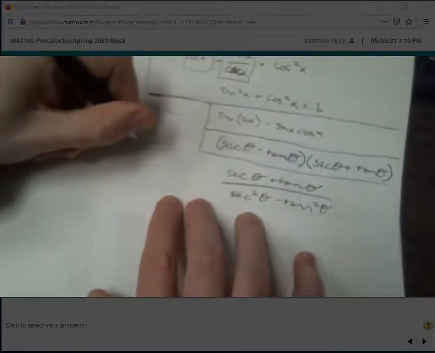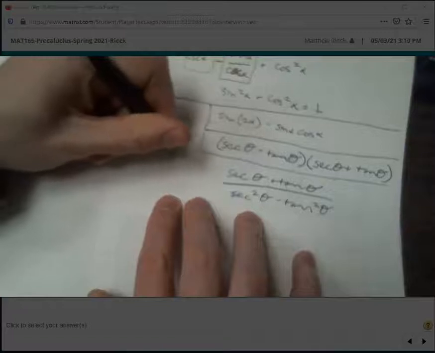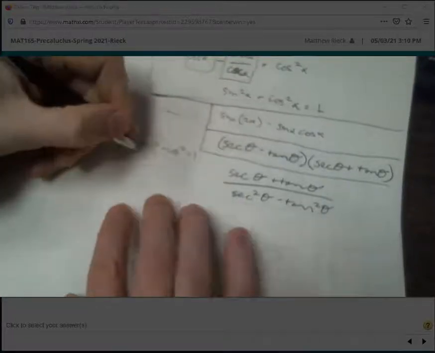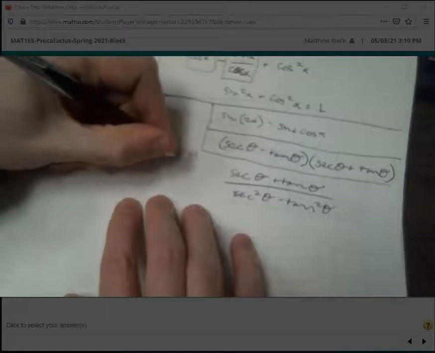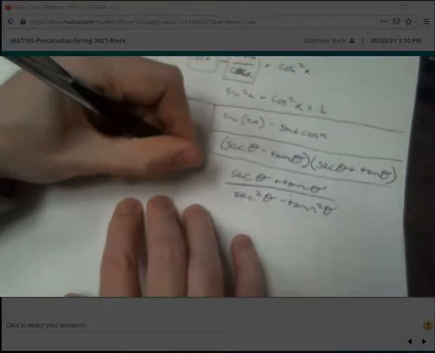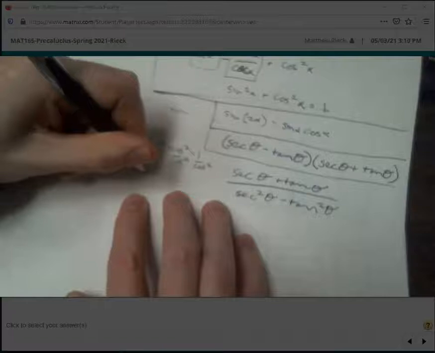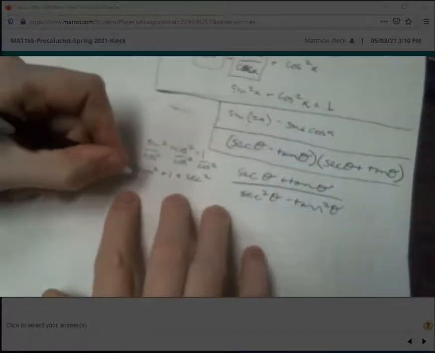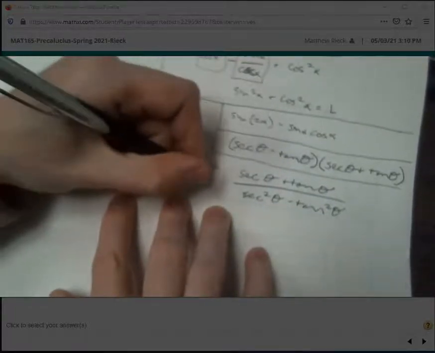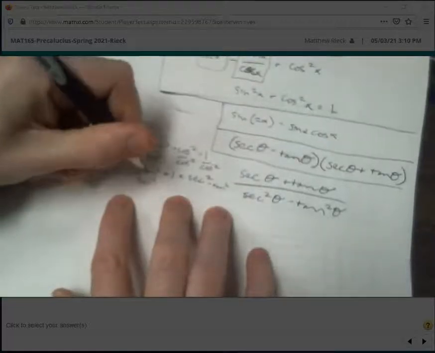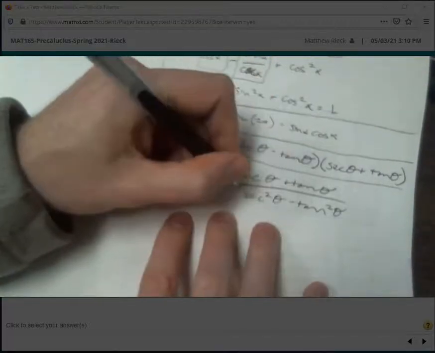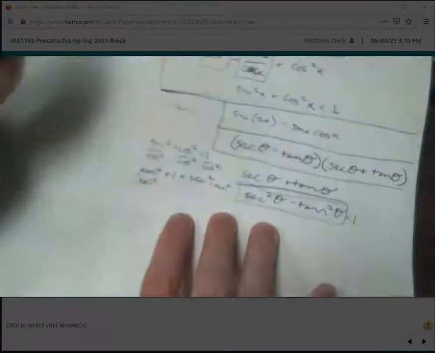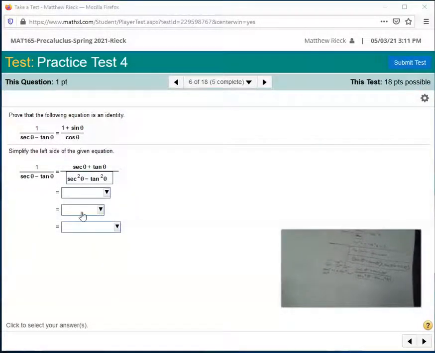But yeah, I think one of the trig identities, we have sine squared plus cosine squared equals 1, which if we divide everything by cosine squared, we end up with tangent squared plus 1 equals secant squared. So if you subtract a tangent squared from each side, we end up with secant squared minus tangent squared, which is what we have down here, is equal to 1. All right, so the secant of theta plus tangent of theta over 1 is just going to be secant of theta plus tangent of theta.